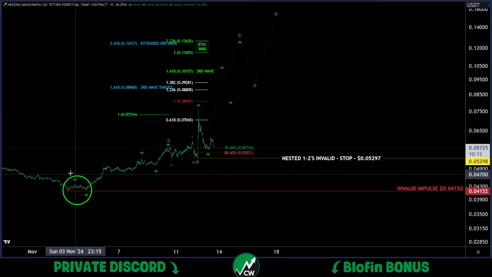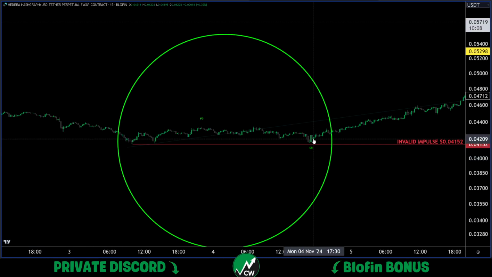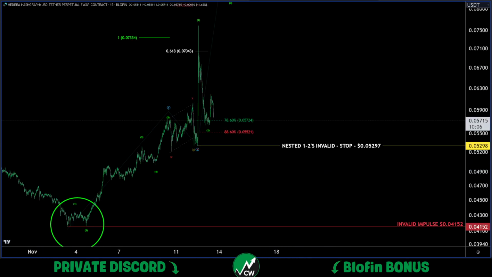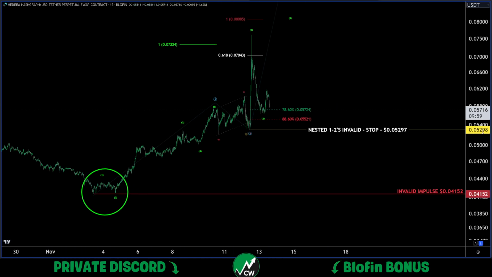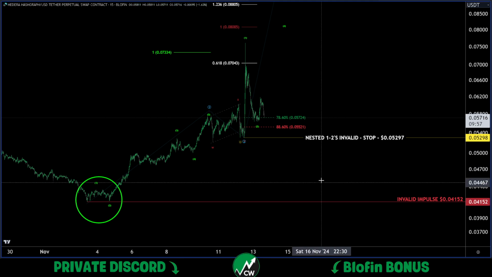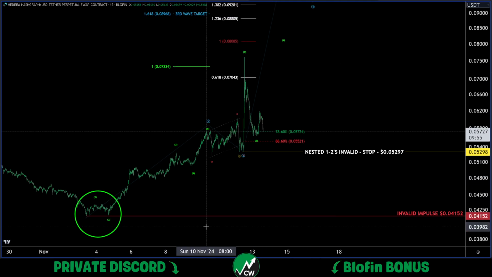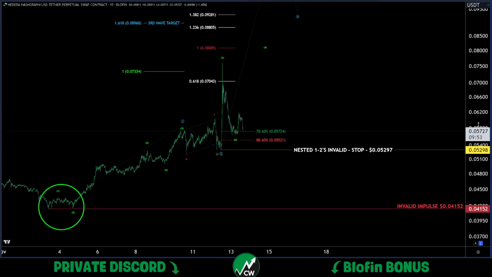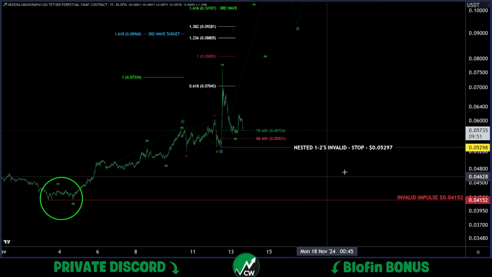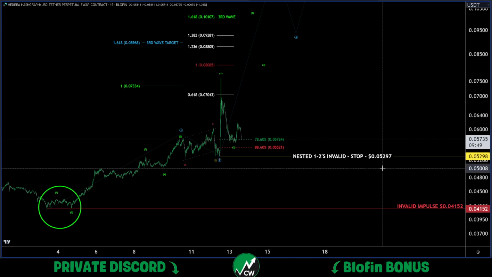So the issue leg is right here. You can see how close we came to invalidating this wave 2. So I'm not sure if that's a truncation or if that's where I have to start my count. It makes things a little bit difficult, and it changes this count in multiple different ways. Right now, I am long with a stop at this 5.297 cents.